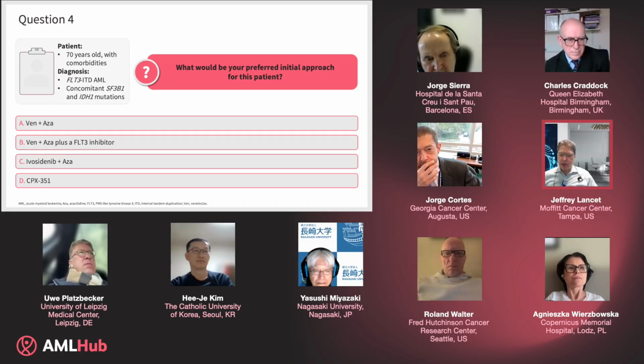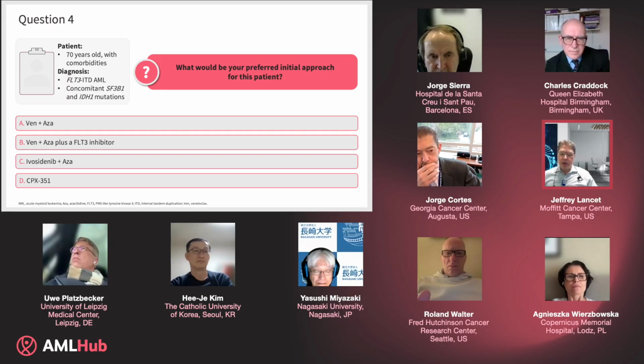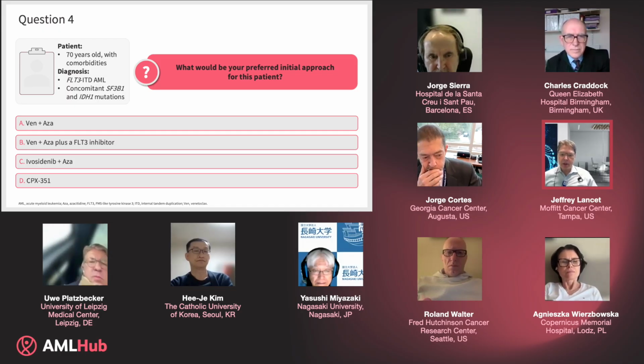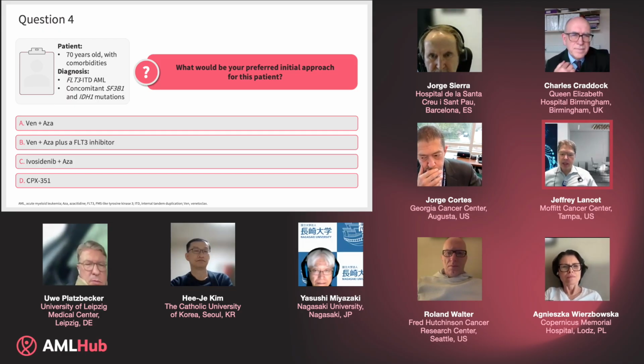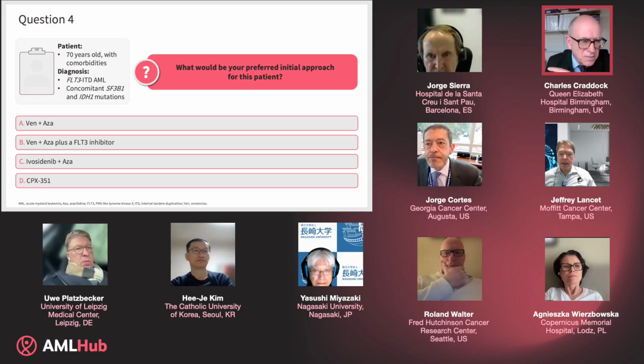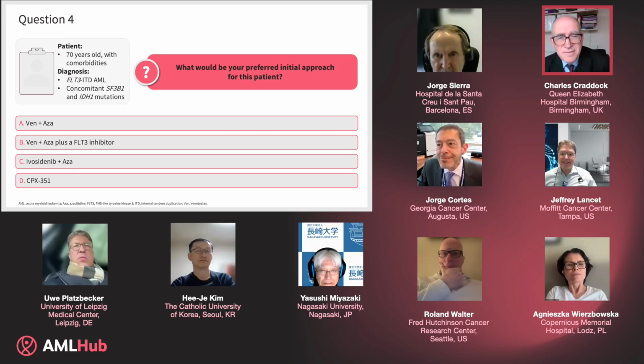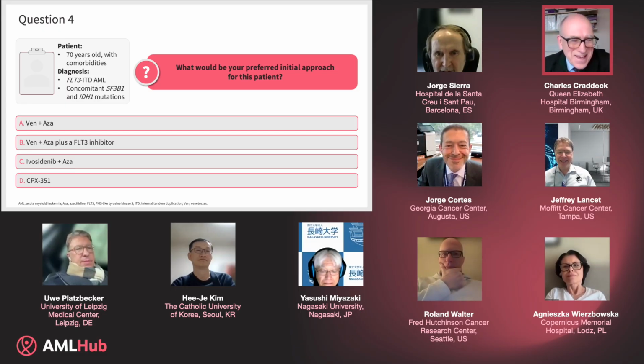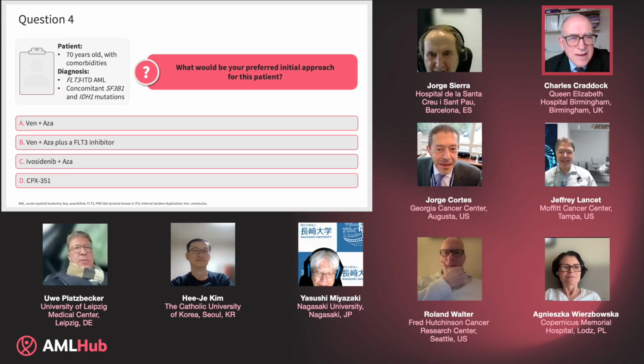I think the Ivo-Aza, although it's less toxic, is not likely to be very helpful in this patient, just based on the knowledge that these patients with IDH and other RAS activating pathways don't do very well with IDH inhibitors. So I would favor the triple. Thanks, Jeff. So no CPX for this patient. Tough. So perhaps last comments then, Jorge.